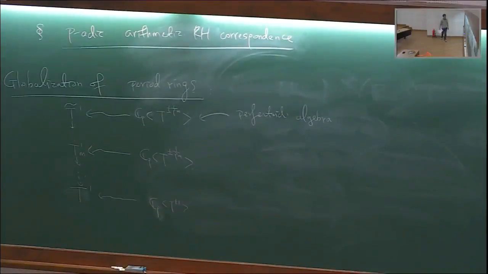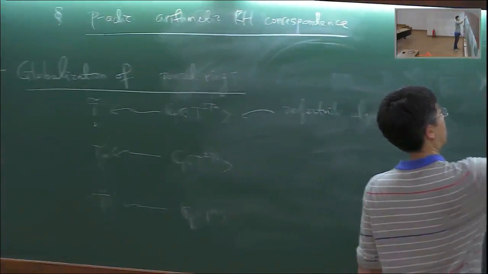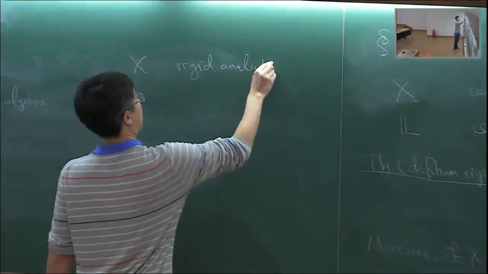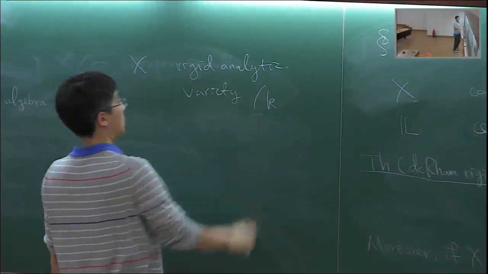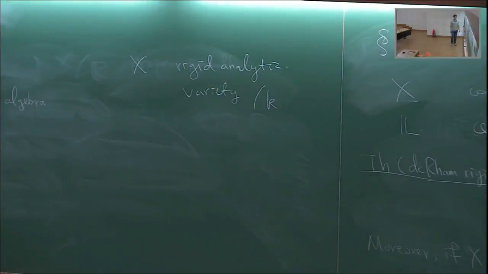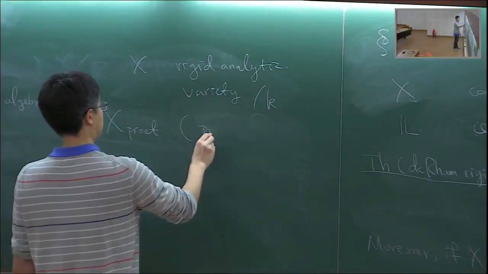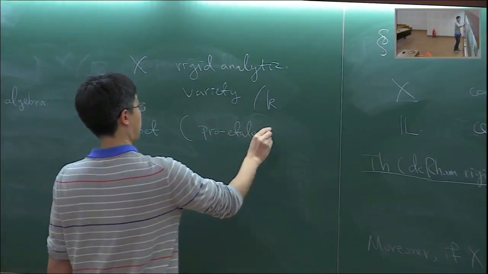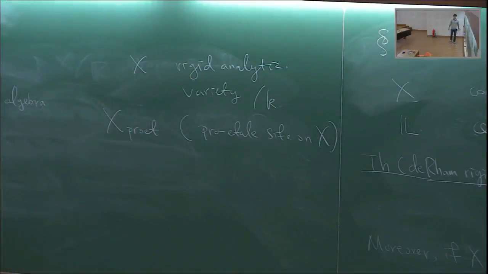This is inspired by the so-called pro-étale site of X. Suppose X is a rigid analytic variety over K, okay? And this pro-étale set on X is much bigger than the étale set. It contains the étale set. Every rigid variety which is étale over X is in this set. But this has more objects, as shown in these examples.